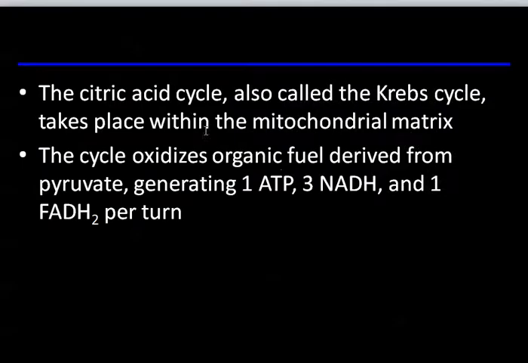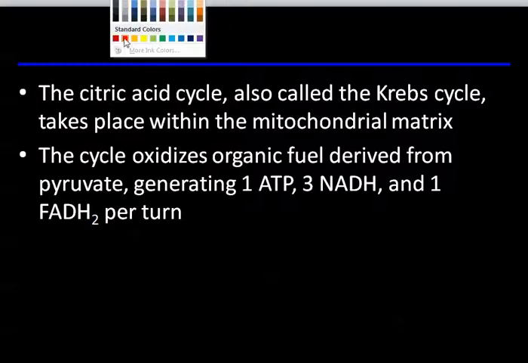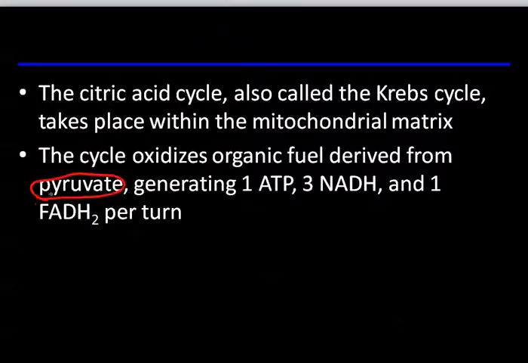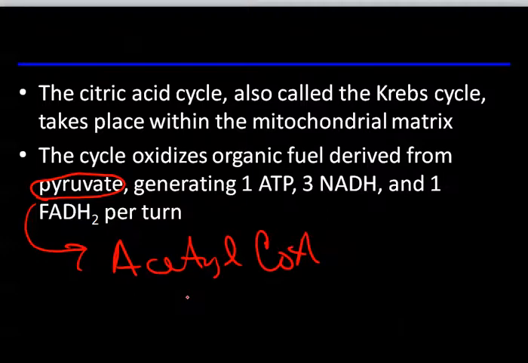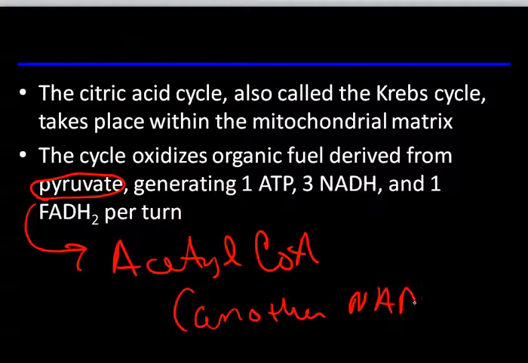Now, real quick, the citric acid cycle, also called the Krebs cycle, takes place in the mitochondrial matrix. The cycle oxidizes organic fuel derived from pyruvate, generating 1 ATP, 3 NADHs, and 1 FADH2 per turn. So for glucose, it's 2. But remember that, as I just said, as pyruvate goes to acetyl-CoA, we get another NADH, because that's not actually part of the cycle.